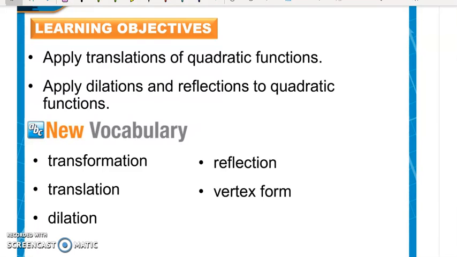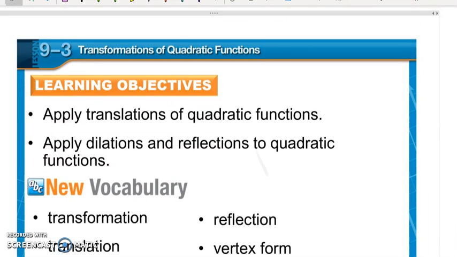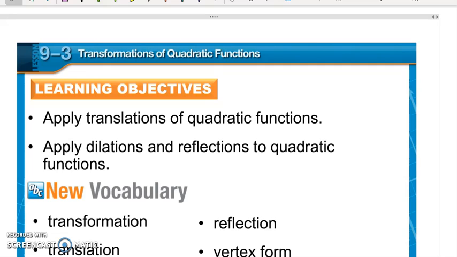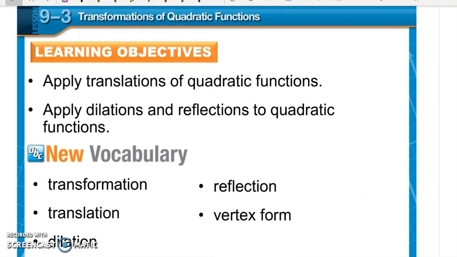Yesterday we practiced doing the transformations with our quadratic equations. So this is lesson 9.3, transformations of quadratic functions. We're going to go ahead and actually do the lesson that goes with this afterwards. You'll do the bookwork that goes with it. So look in your lap for the bookwork.